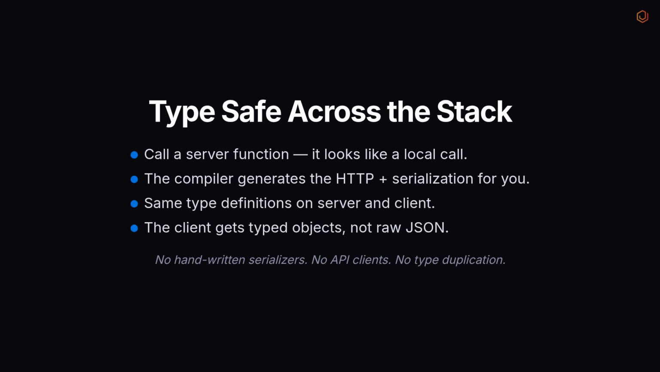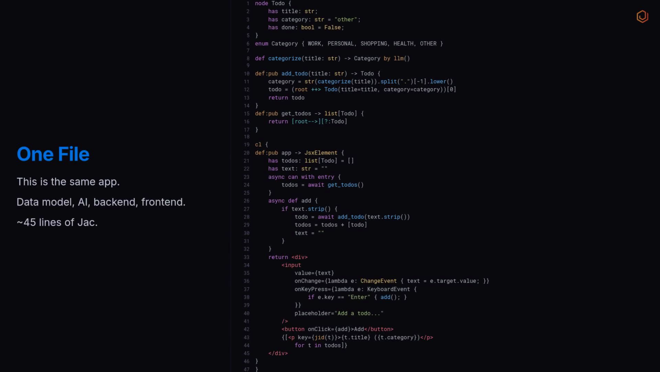When the frontend calls a server function, it looks like a local call. The runtime generates the HTTP request, serialization code, and response parsing code. The same type definition exists on both sides, so the client receives a typed object instead of a raw JSON string. Here's a complete app. One file, one language: data model, AI categorization, backend, and frontend all in one file. Let me walk through each section directly.